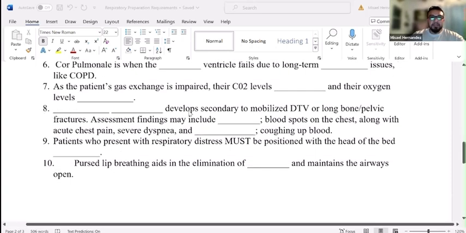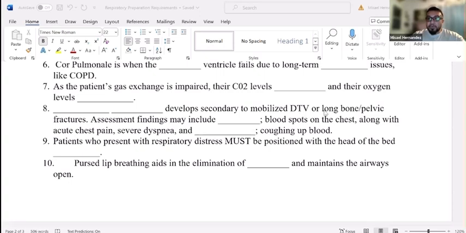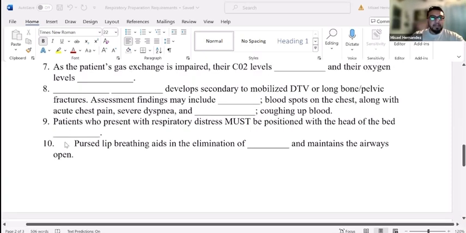Number eight, blank develops secondary to immobilized DVT or long bone pelvic fractures. Assessment findings may include blank, blood spots on the chest, along with acute chest pain, severe dyspnea, and blank, coughing up blood. Number nine, patients who present with respiratory distress must be positioned with the head of the bed blank.